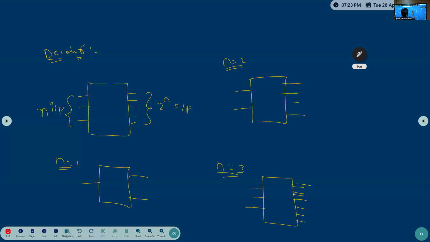So now for suppose consider this one is A, B, and this one is Y0, Y1, Y2, Y3. Okay, so if you go with the truth table, A, B: 0 0, 0 1, 1 0, 1 1. So Y3, Y2, Y1, Y0. For the 0, 0 case, we get 0 0 0 1.